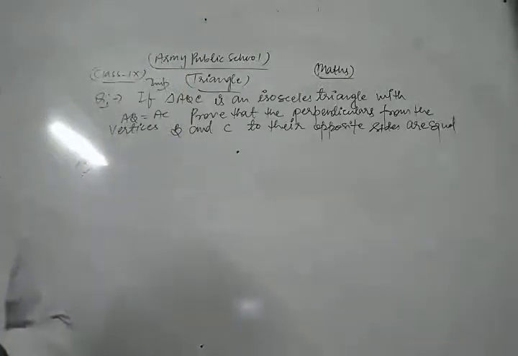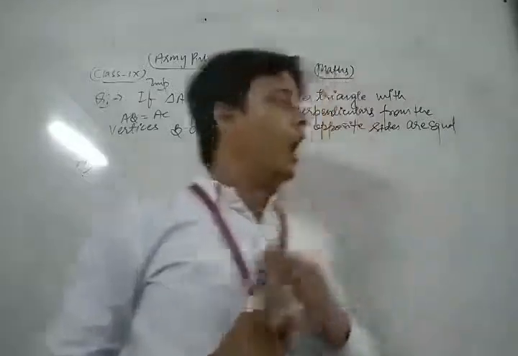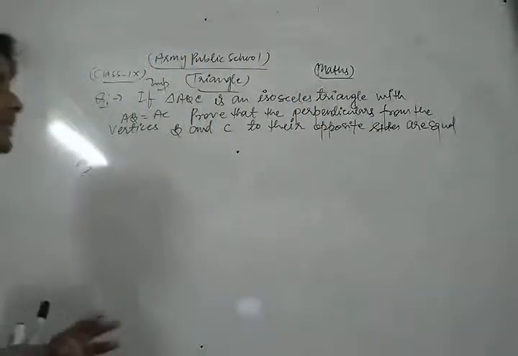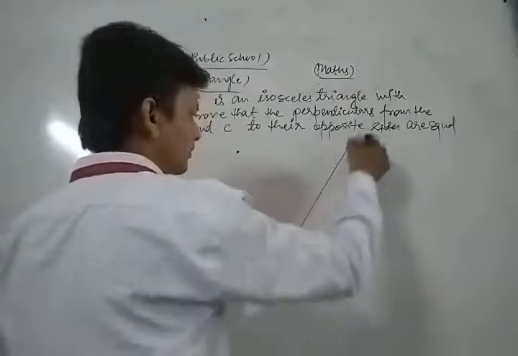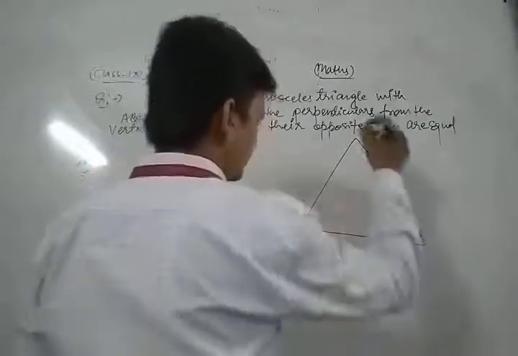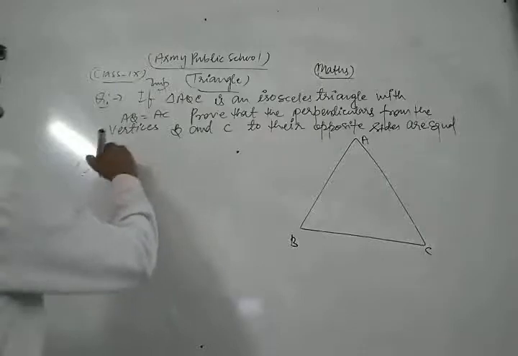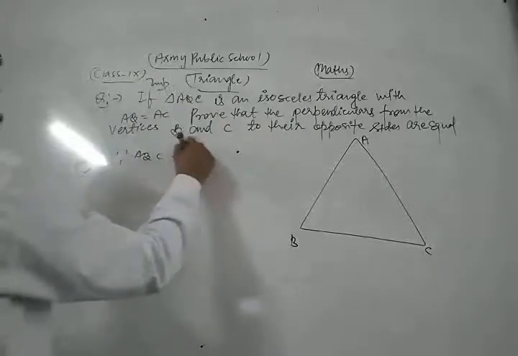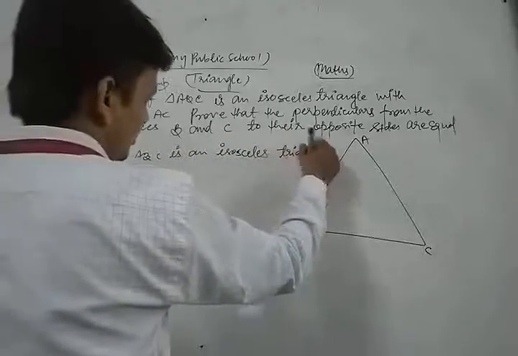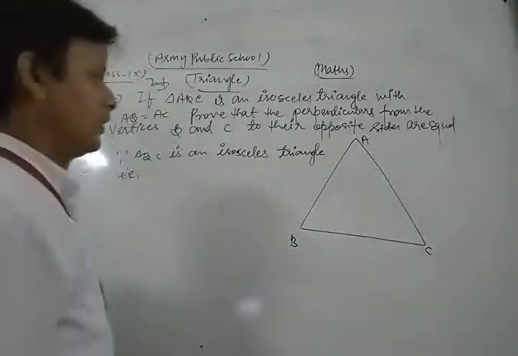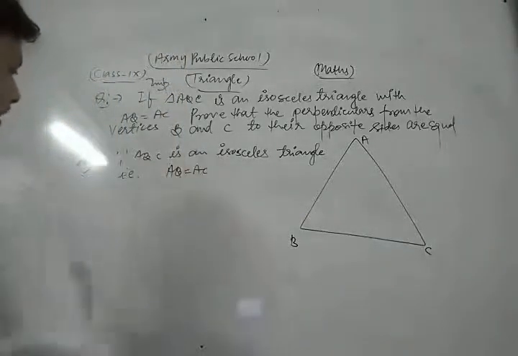So, dear friends, first of all, if triangle ABC is an isosceles triangle, we draw a triangle ABC. Since ABC is an isosceles triangle, it means that AB is equal to AC.